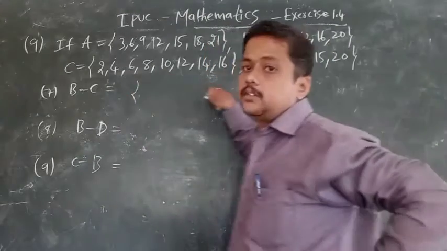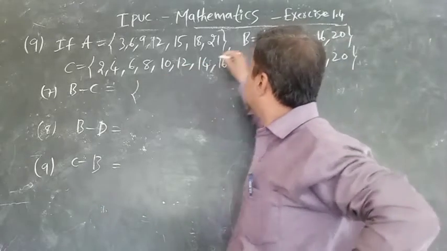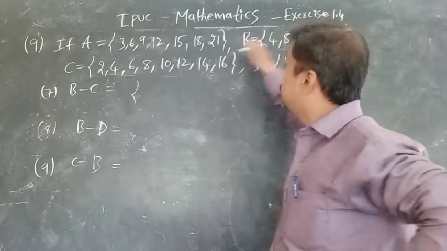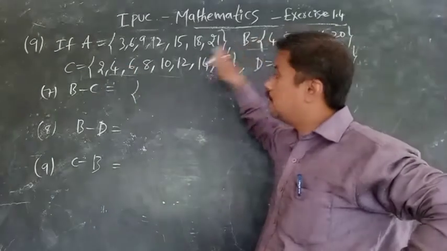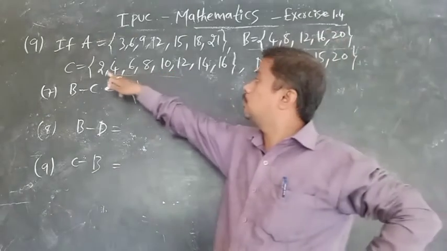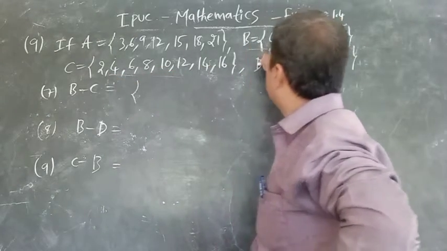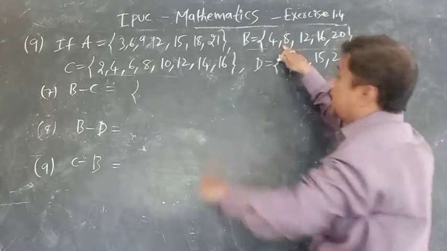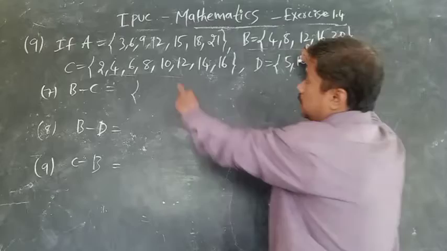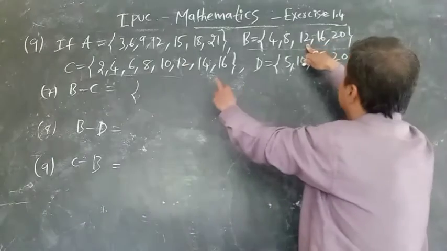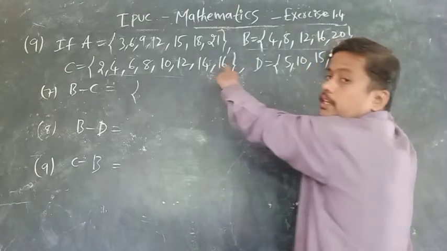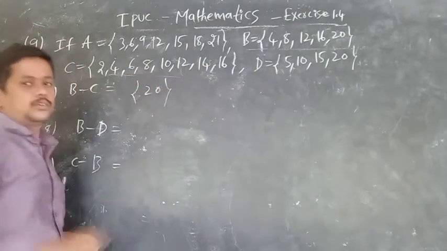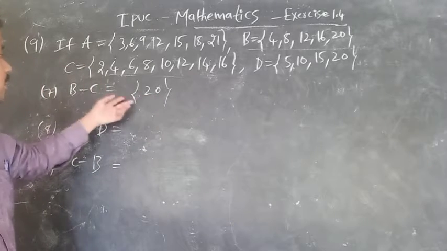B, C. So, take one pencil. This is B, B minus C, and this one is C. B first, after that C. 2 is there, 4 is there, so don't write 4. 8 is there, don't write 8. Next 12 is there, don't write. Next 16 is there, don't write. 20 is not there, so write down 20. Like that, you can write directly. B minus C is 20.